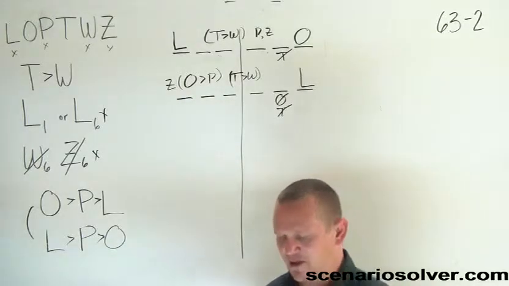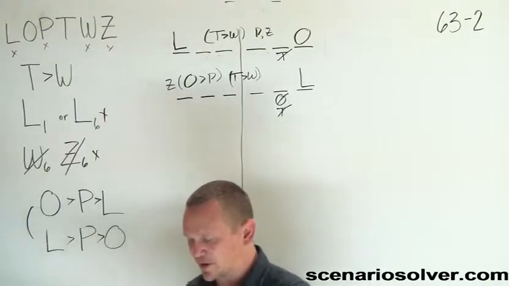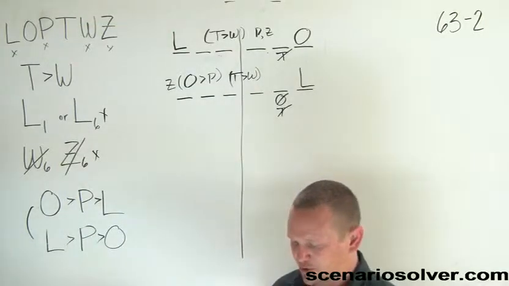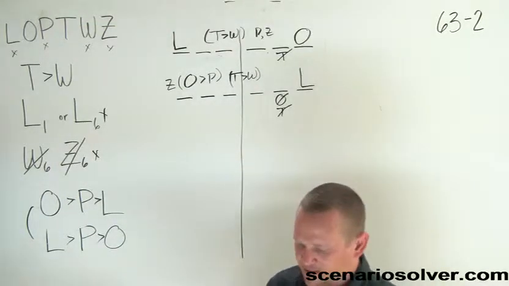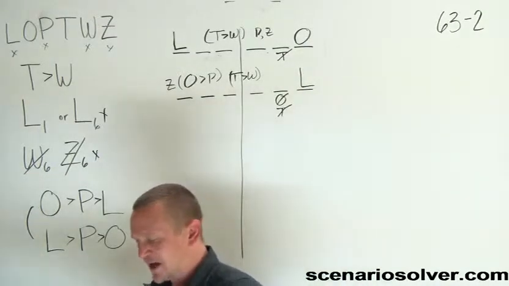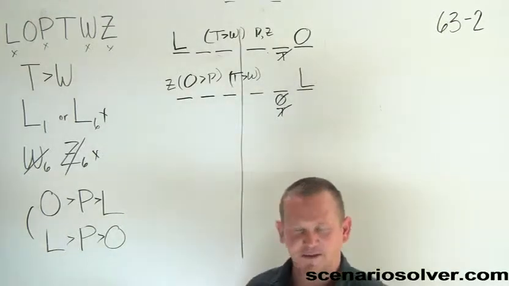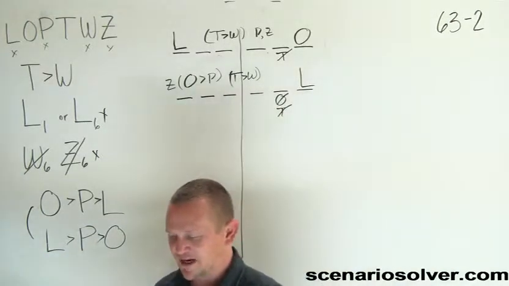That is C. W occurs before T, so C is eliminated. If we look at the second rule, L dives from the plane either first or last. Well, if you look at E, that's eliminated because L does not dive first or last. Then the third rule, neither W nor Z dives from the plane last.